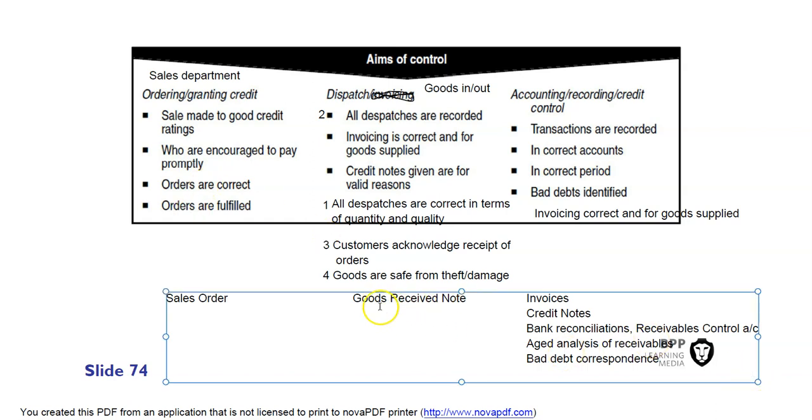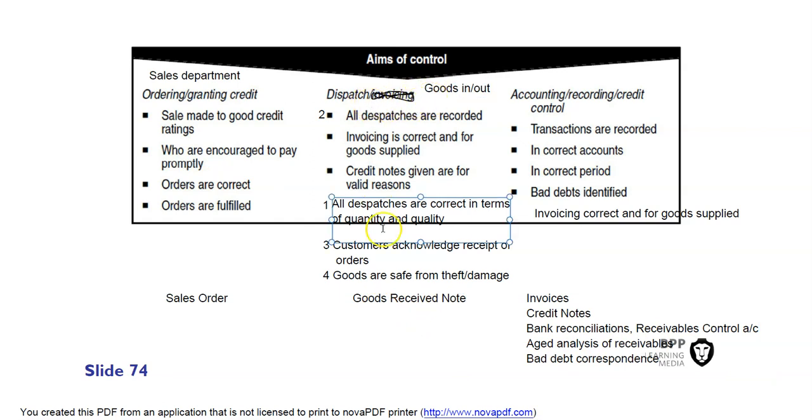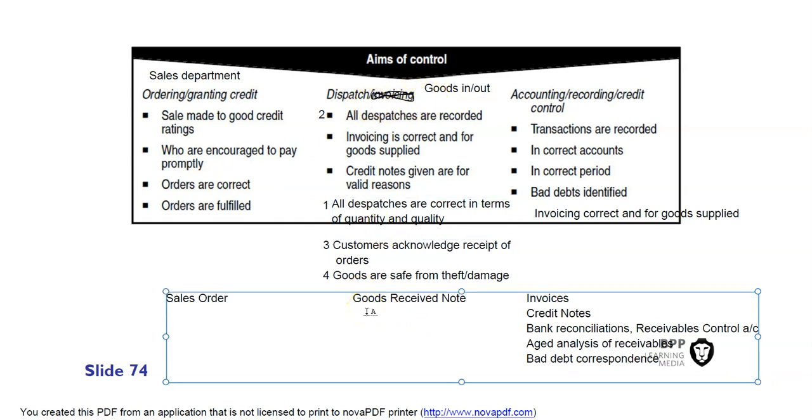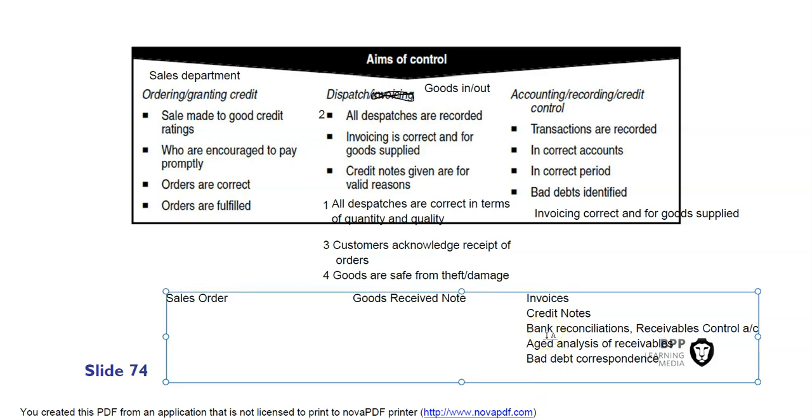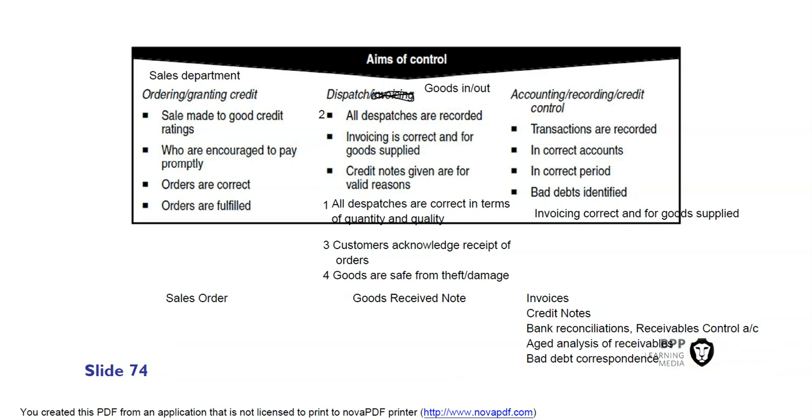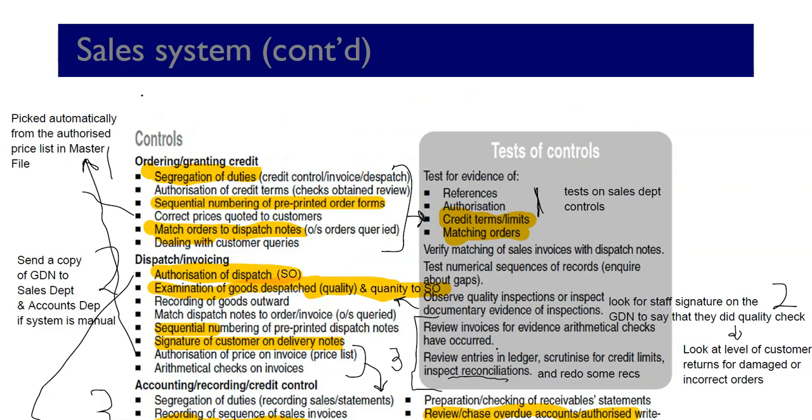Goods received note is the main document produced in the goods in or out department. And then these are invoices, credit notes, bank recs, receivables control account, age analysis of receivables, bad debt correspondence, bad debts write-off, bad debt provisions, correspondence with clients. They're all documents that the auditor will need to look at when they're doing their tests of detail, and also some control account testing or internal control testing.